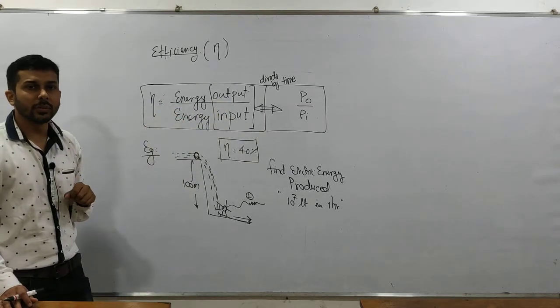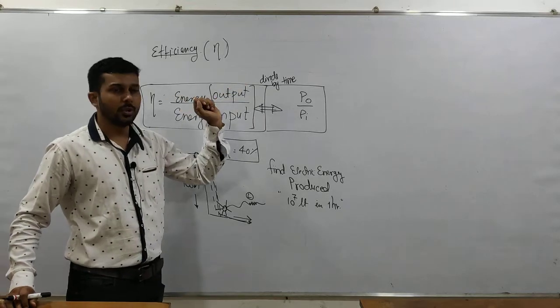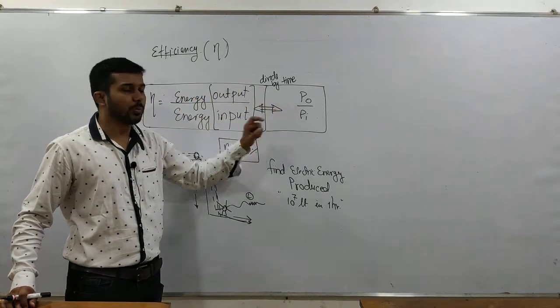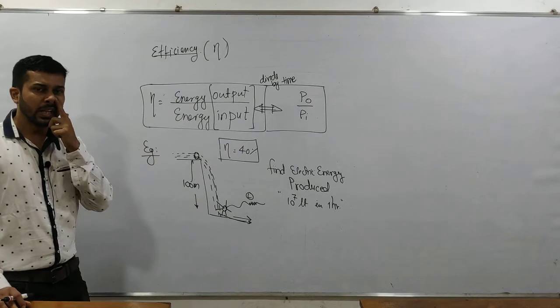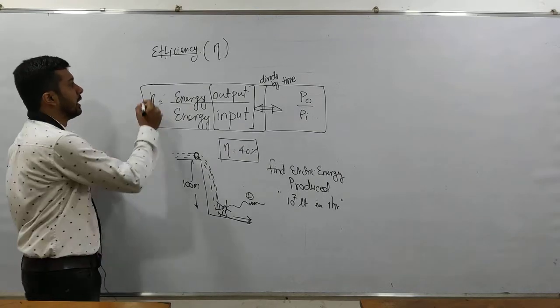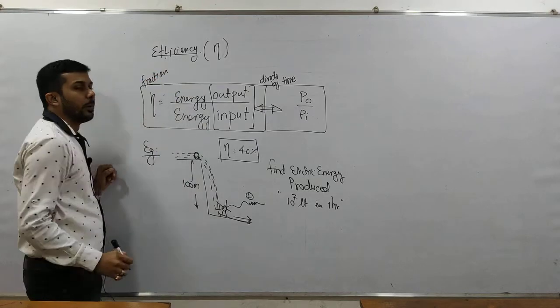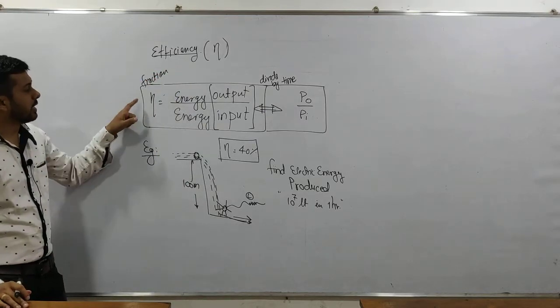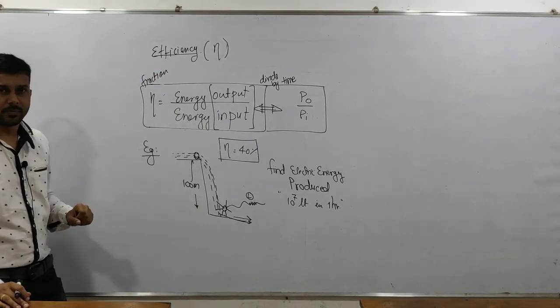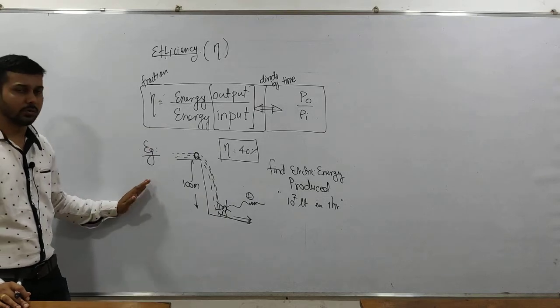If you want to associate it with power, just by dividing by the time, you can say it is power output upon power input. ठीक है, ये एक fraction है, याद रहे, this is a fraction, but generally it is expressed in percentage. ठीक है, so let's take an example to solve this.